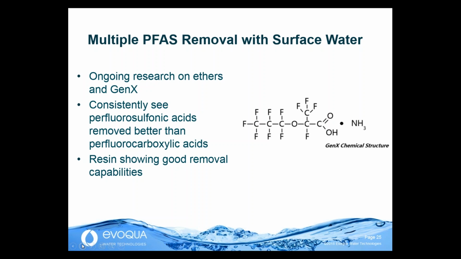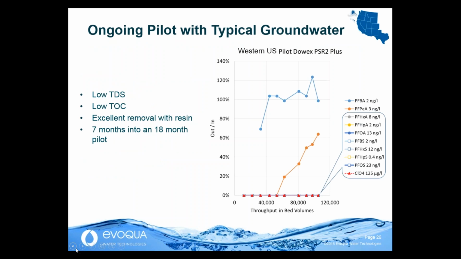Some of the other things with these types of chemicals is, like I said, broken record. The sulfonics are absorbed better than the carboxylic acids, and long chains are preferred over short chains. And then this is a pilot that we're doing here in California. It's also treating perchlorate at this site, but you can see we're out to 100,000 bed volumes. And really, all of these chemicals down here were at zero breakthrough. So just a really nice story of what resin is able to provide here.